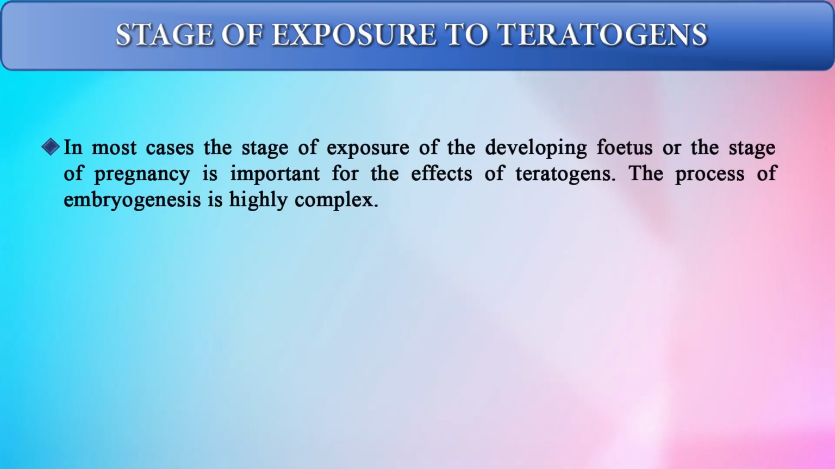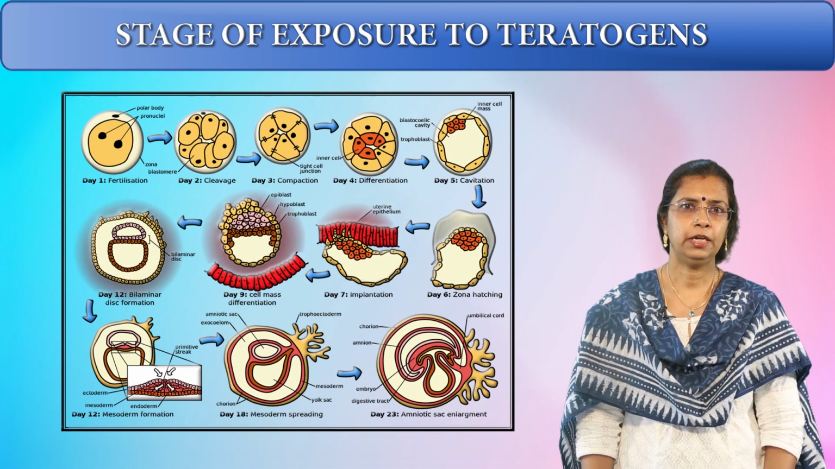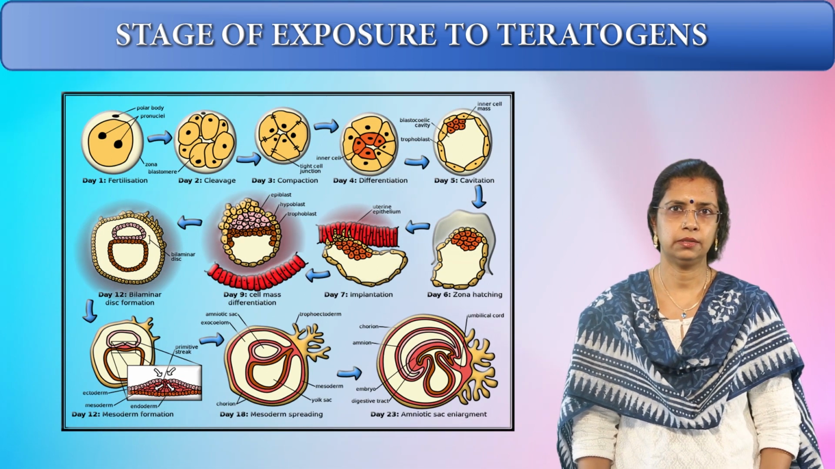Stage of exposure to the teratogens. In most cases, the stage of exposure of the developing fetus is very important and primary, and the stage of the pregnancy is important for the effects of these teratogens to be noticed. The process of embryogenesis itself is highly complex, and it involves cell migration, proliferation, differentiation and finally organogenesis.